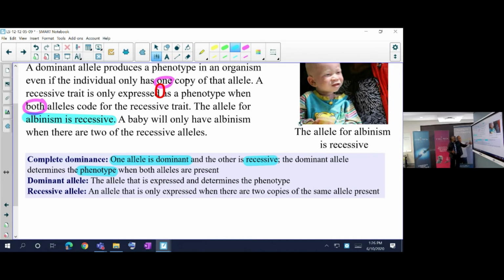Good. Dominant allele is the allele that is expressed and determines the phenotype, even if only one of it is carried. The recessive allele is an allele that is only expressed when two copies of the same allele are present. Loud and clear? Thank you so much, grade 12. Let's move on. I'm sure we're right on time. Let's look at the next item.